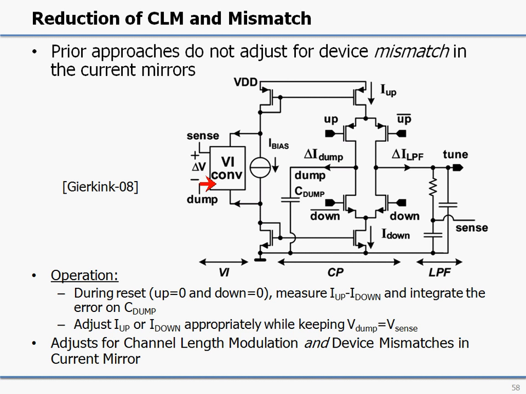This will be sensed by this V2I converter, and it will adjust the current in such a way that either the up current or the down current is adjusted so that the currents match each other. Additionally, the reference of this V2I converter or of this feedback loop looks at this voltage here, this sense voltage, which then makes sure that the channel length modulation is also compensated for at the same time. So this solution now allows you to take care of both channel length modulation as well as device mismatch, because what you're doing is measuring the actual currents that go into the loop filter when you don't need them.